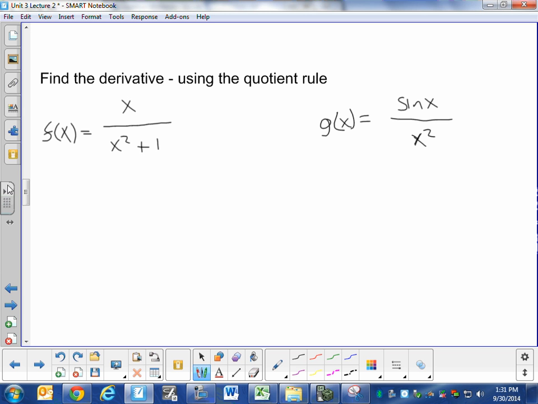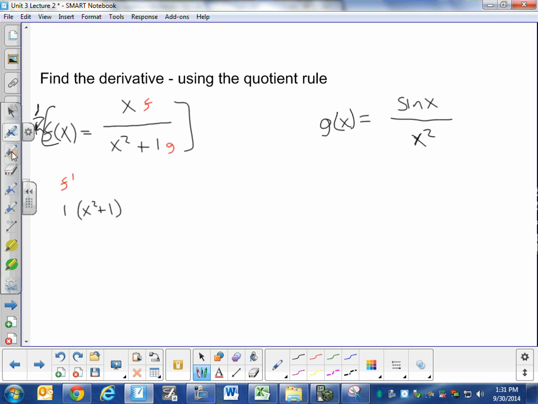So to take the derivative of it, I'd have to first make sure I identify the top and the bottom, and then use the quotient rule. So here we go. d/dx of everything, you get f prime, which is 1, times g, which is x squared plus 1, minus g prime, which is 2x, times f. That's very important when you're doing this, to be subtracting everything.